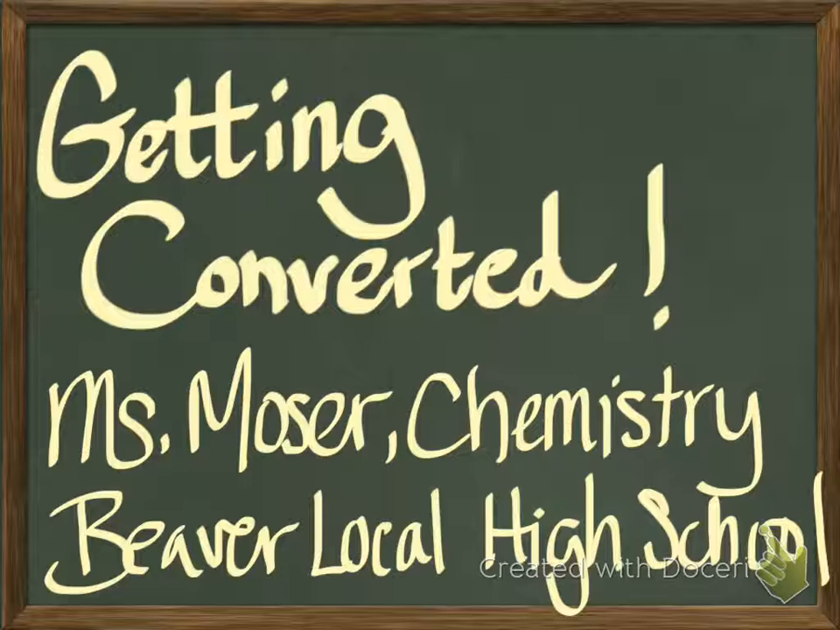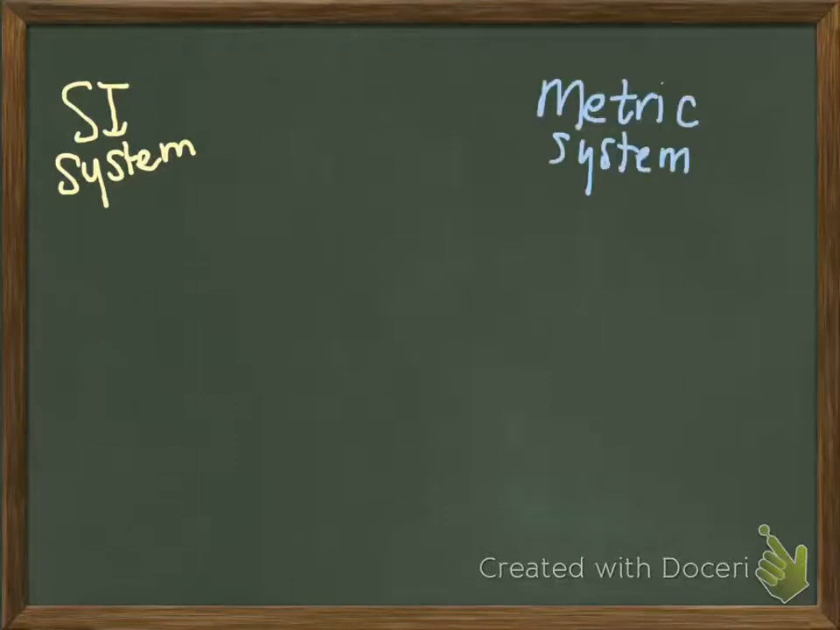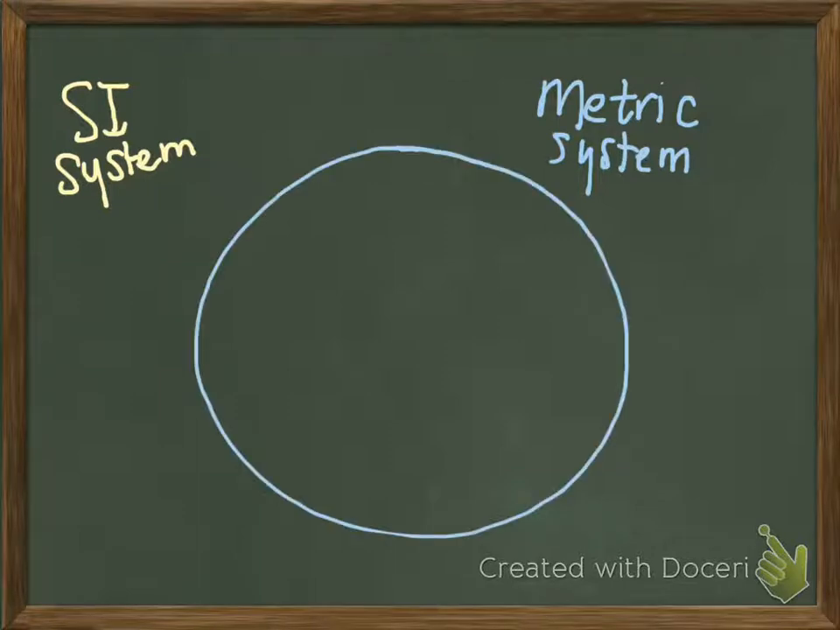Okay, let's get started. As you know by now, in chemistry and in all the other sciences, we use what's called the SI system of measurement. However, there's another term you may have heard, the metric system. So, are these two things equal? Are they the same? How are they related? Let's clarify this first. The metric system is any system of measurement that is based on some metric of 10.